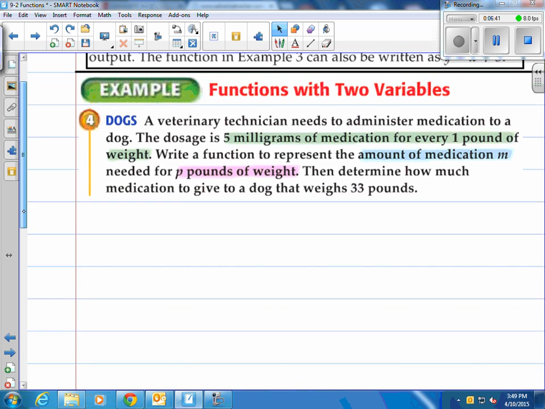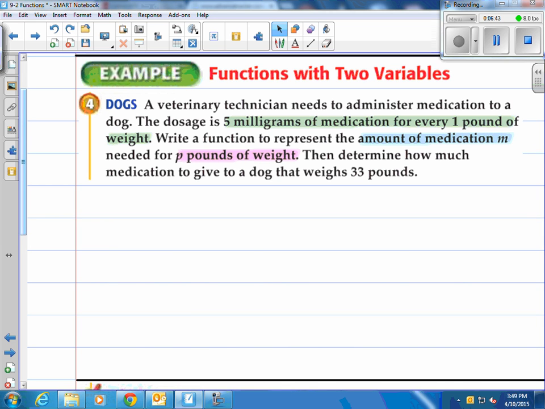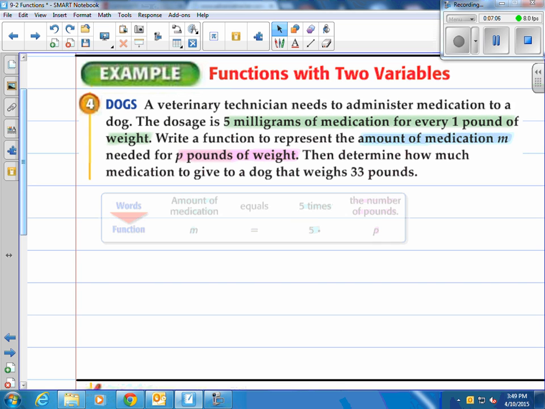How about the example here? It says a veterinary technician needs to administer medication to a dog. The dosage is 5 milligrams of medication for every 1 pound of weight. Write a function to represent the amount of medication M needed for P pounds of weight. So we're going to have an M and a P in this. Then determine how much medication to give to a dog that weighs 33 pounds. This seems like a very typical thing that a veterinarian would be doing.